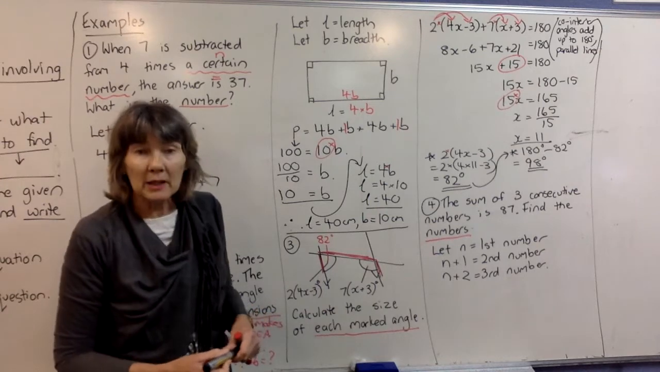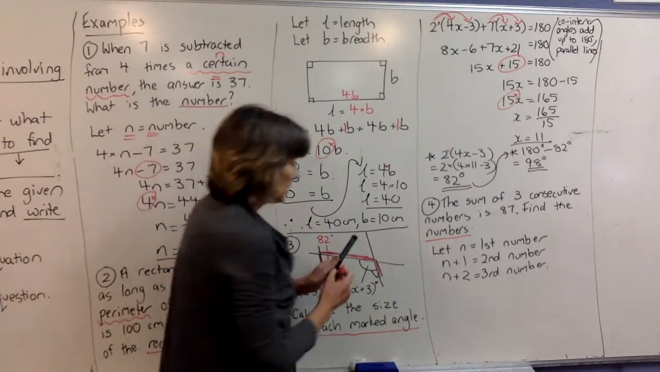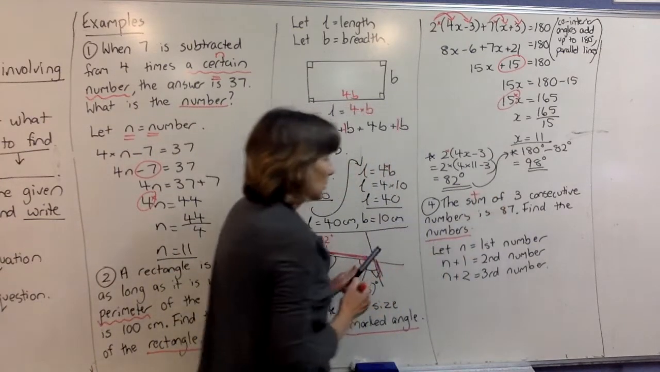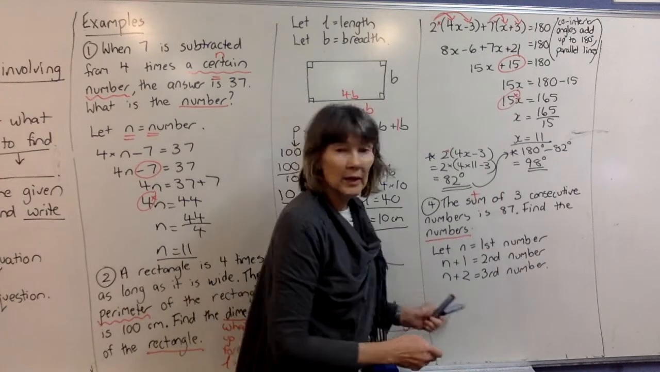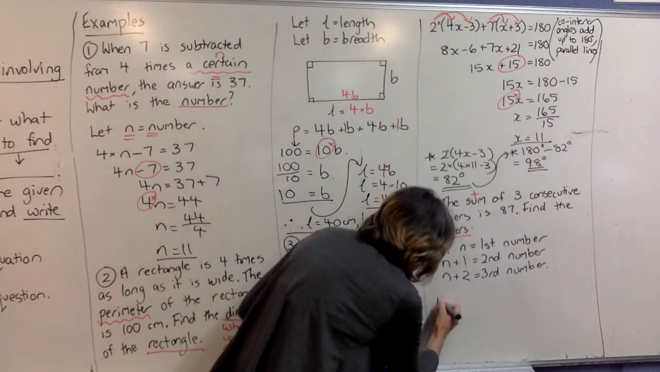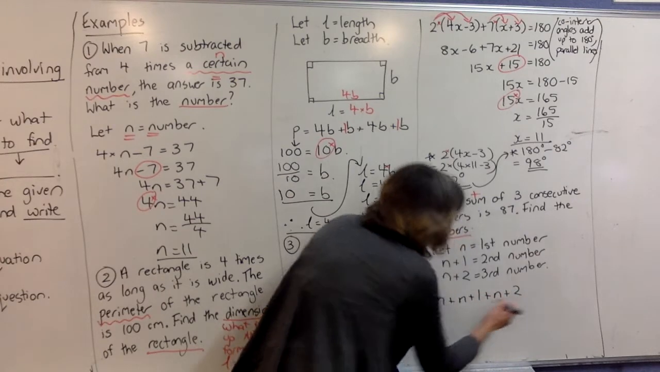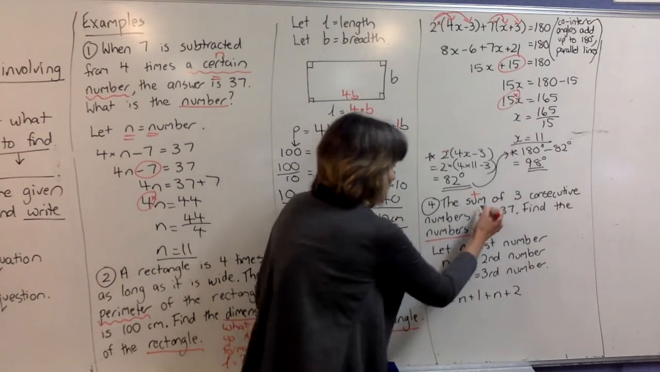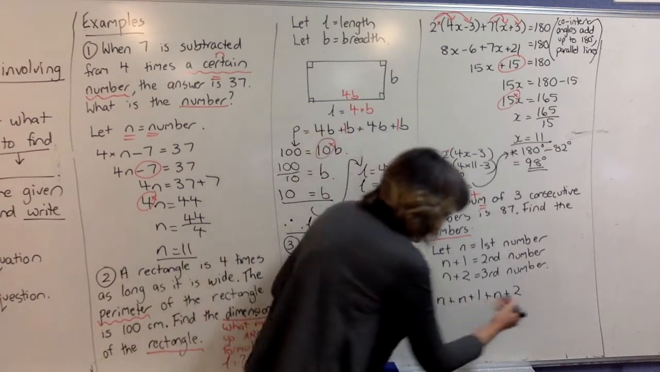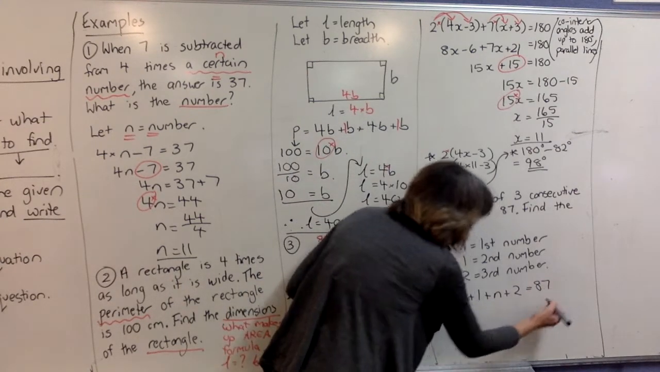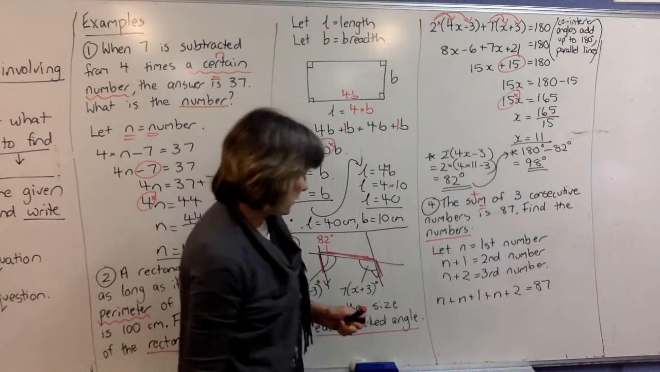Now we're going to go back to the question and see what they told us. They said the sum, which means we're adding, of all of these added up. And then it says is, which means equals 87. So all we're doing now is solving this equation.